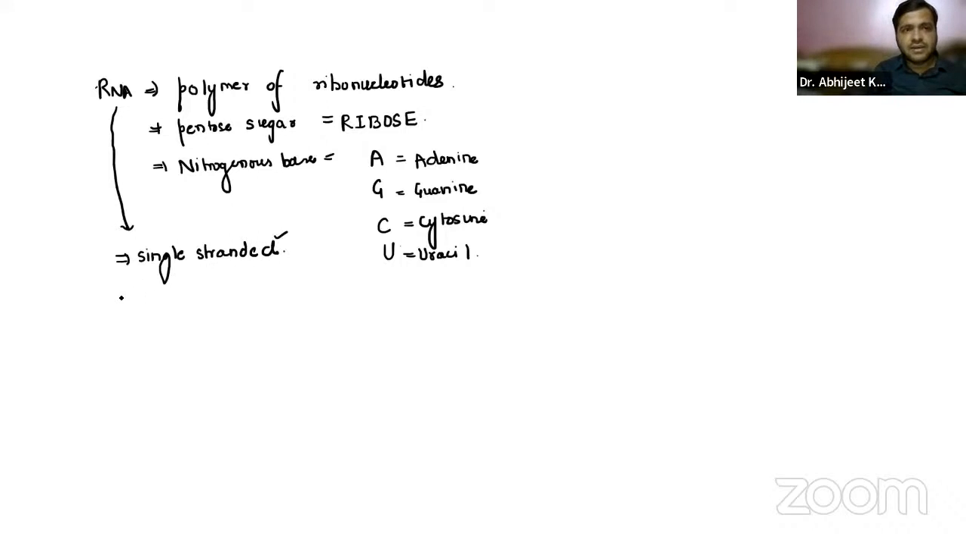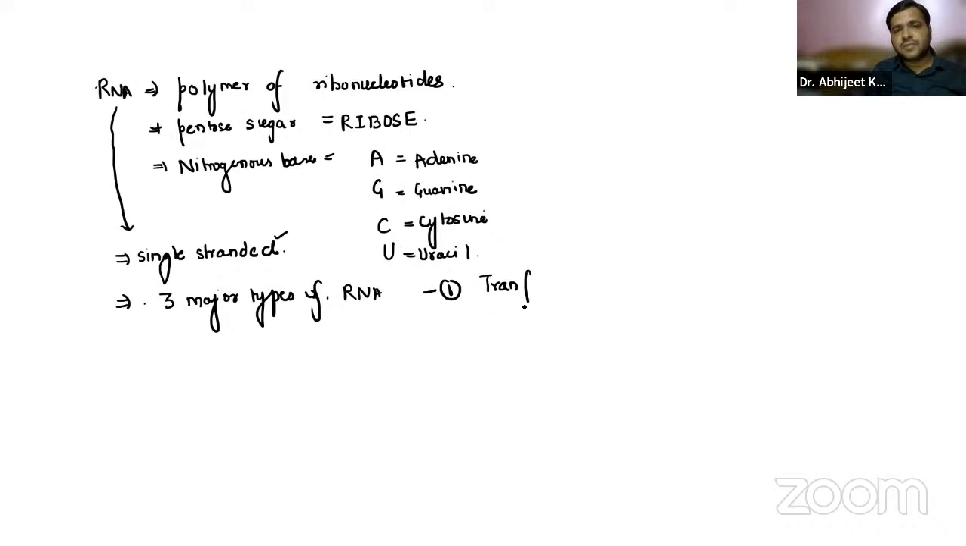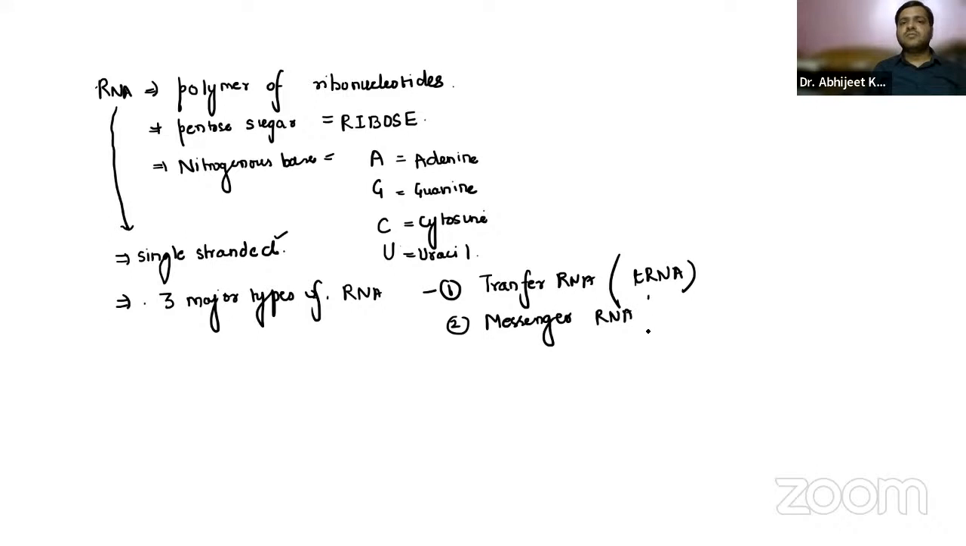Now, if we talk about the types of RNA, remember there are three major types of RNA. We have the transfer RNA, also called tRNA. Then we have messenger RNA, also called mRNA. We also have the ribosomal RNA, called rRNA. These are the major forms of the RNA.